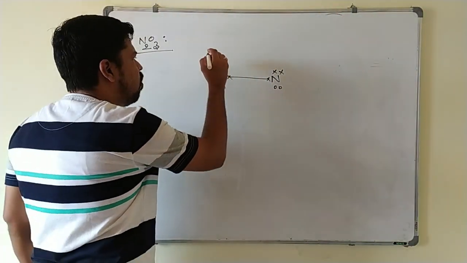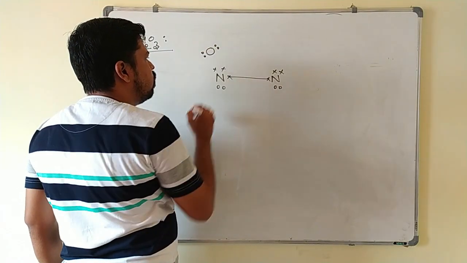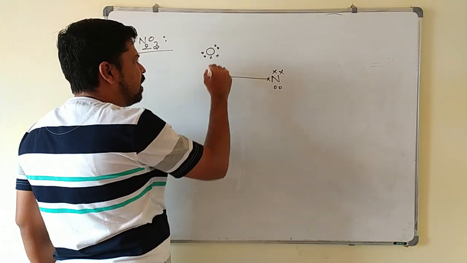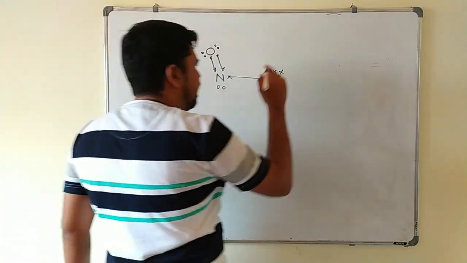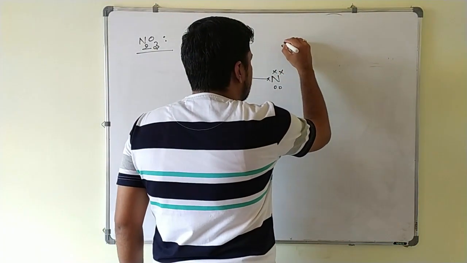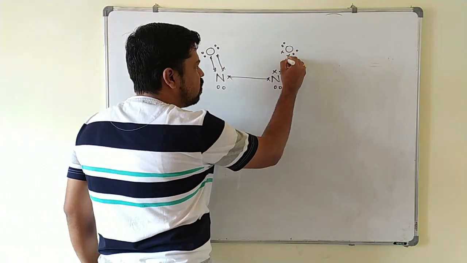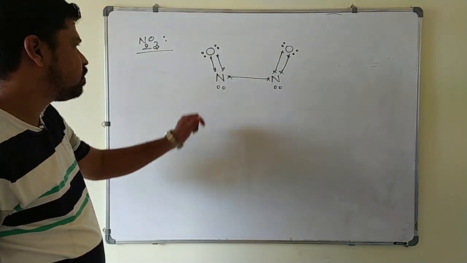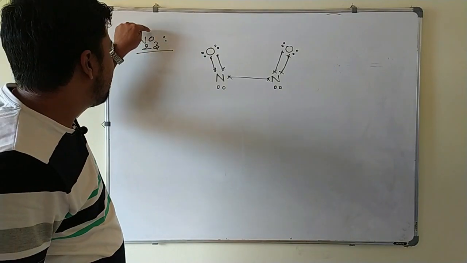Now you connect an oxygen atom to each nitrogen atom. This oxygen has 2 lone pairs of electrons and 2 unpaired electrons, so there is the formation of a double bond with the nitrogen. And next, you take another oxygen with 2 lone pairs and 2 unpaired electrons. This undergoes mutual sharing to form a double bond between the nitrogen and oxygen. We have 3 oxygens here.